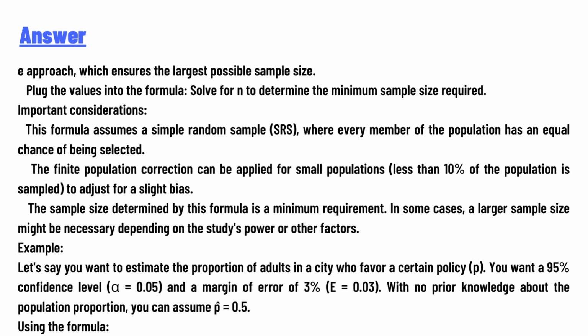Important consideration. The formula assumes a simple random sample, SRS, where every member of the population has an equal chance of being selected. The finite population correction can be applied for a small population, when more than 10% of the population is sampled, to adjust for a slight bias. The sample size determined by this formula is the minimum requirement. In some cases, a larger sample size might be necessary depending on the study's power or other factors.